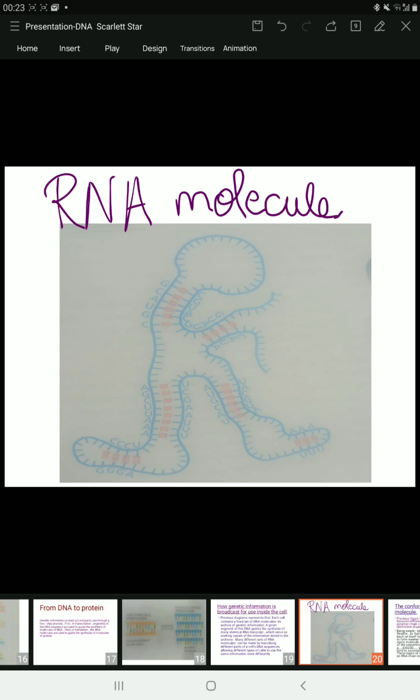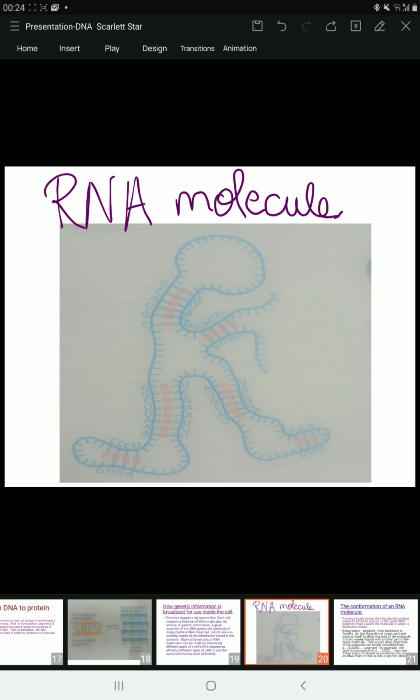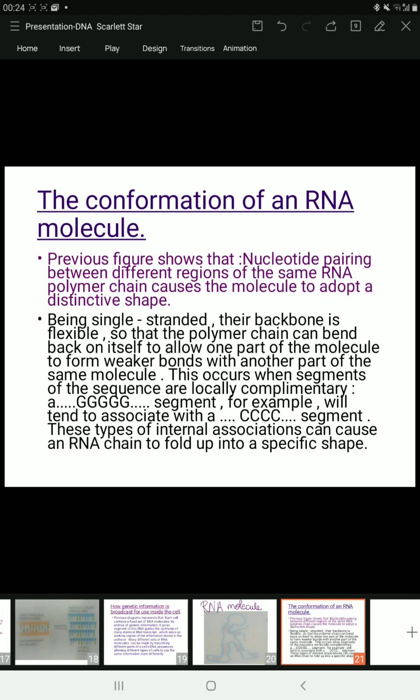So this is the question: this RNA molecule, how is this round upper structure, called a loop, how did it get formed like that? So this is the question. So the answer is here. The conformation of an RNA molecule. The previous figure shows that nucleotide pairing between different regions of the same RNA polymer chain causes the molecule to adopt a distinctive shape.